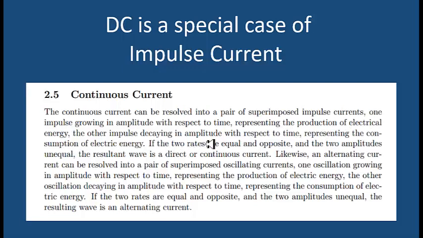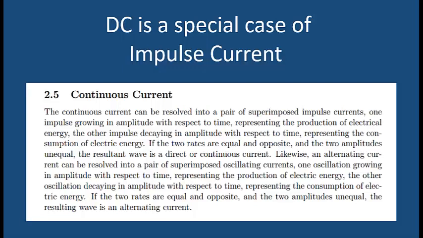If the two rates are equal and opposite, and the two amplitudes are unequal, that's the important part, the resultant wave is a direct or continuous current. So basically what Eric Dollard is saying here is that DC is a special case of impulse currents.